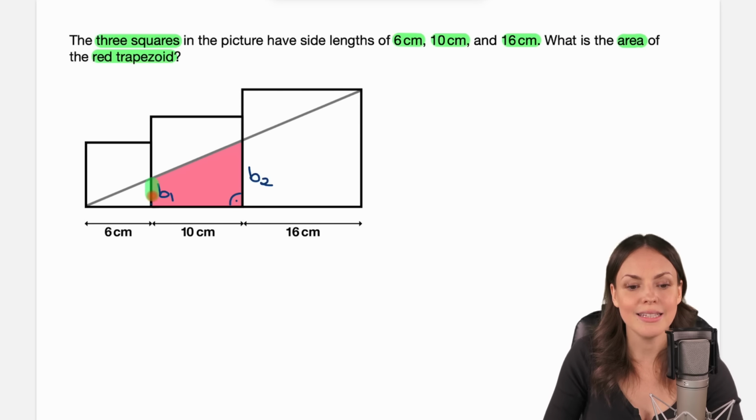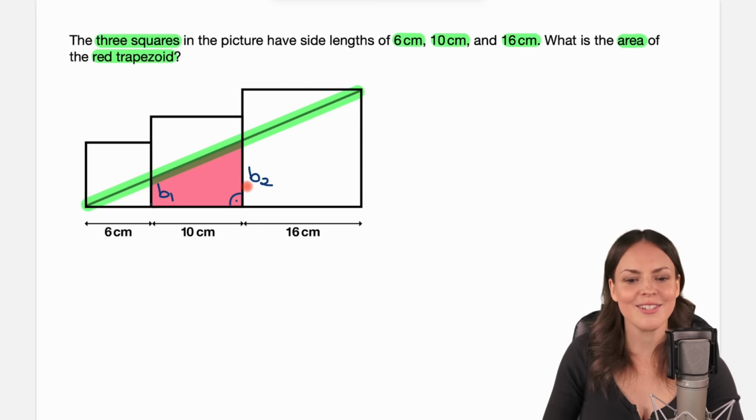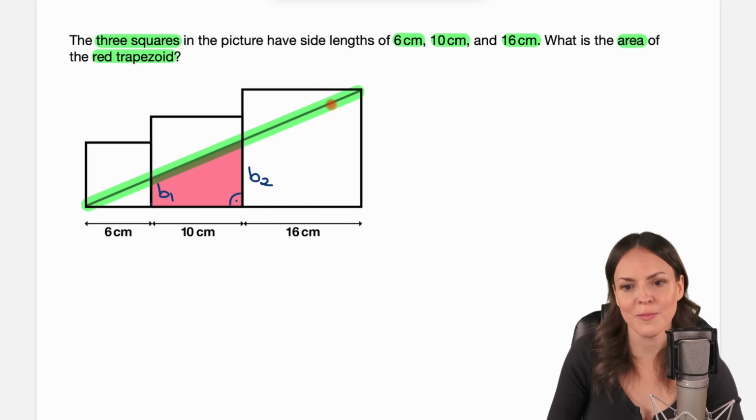Okay, so we need this part here and this part here. We also have this line here that goes from this corner up to this corner. And we can use this line to find these lengths. How? Well, there are several ways to do this, but one way would be to find the equation of this line as a linear function.